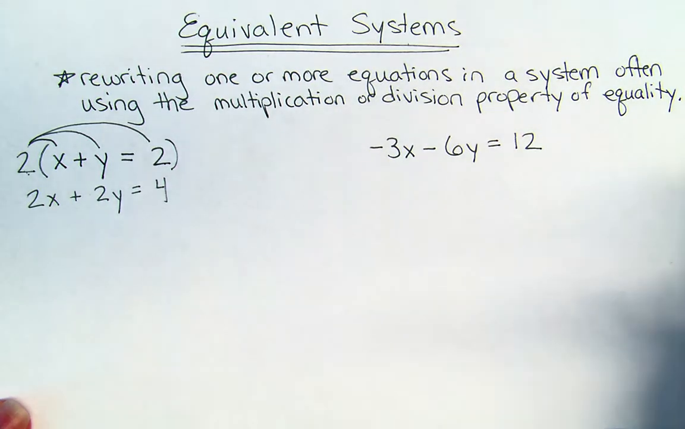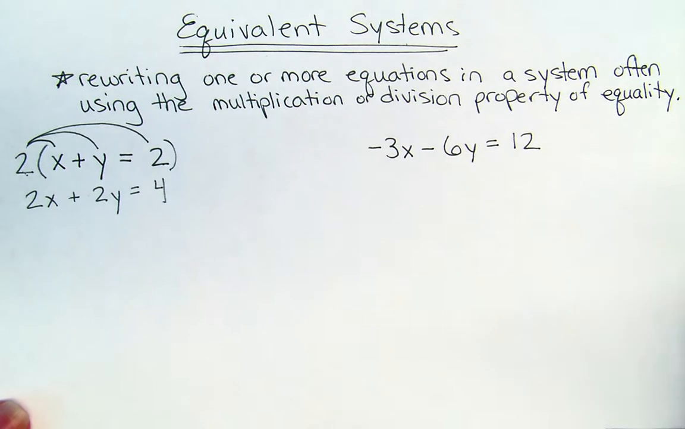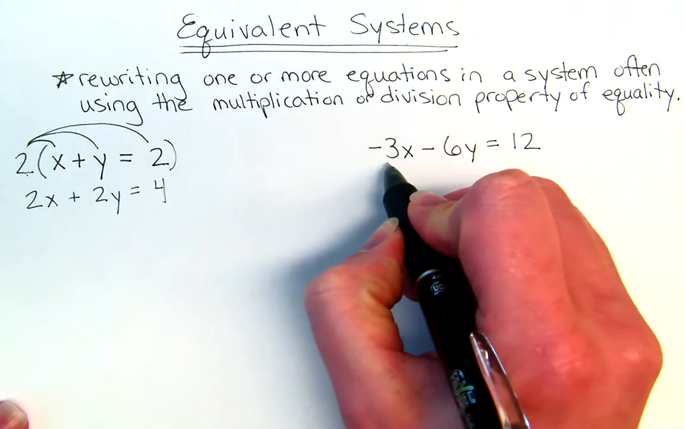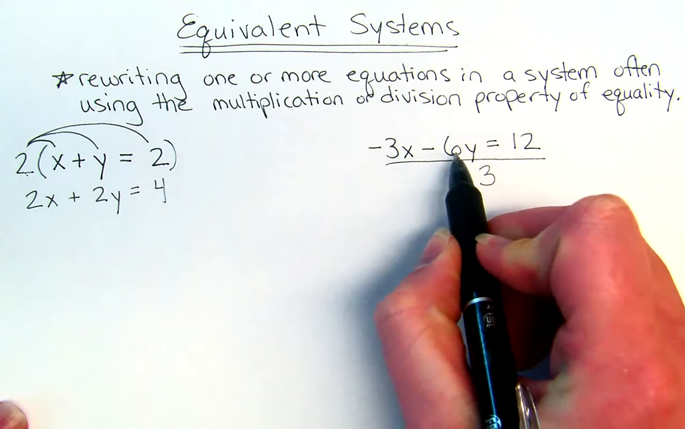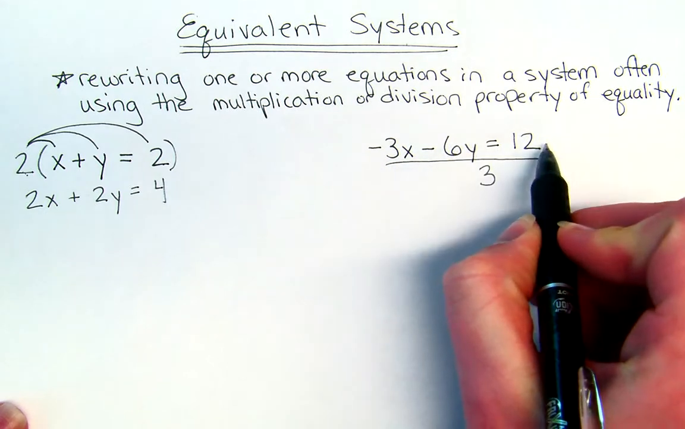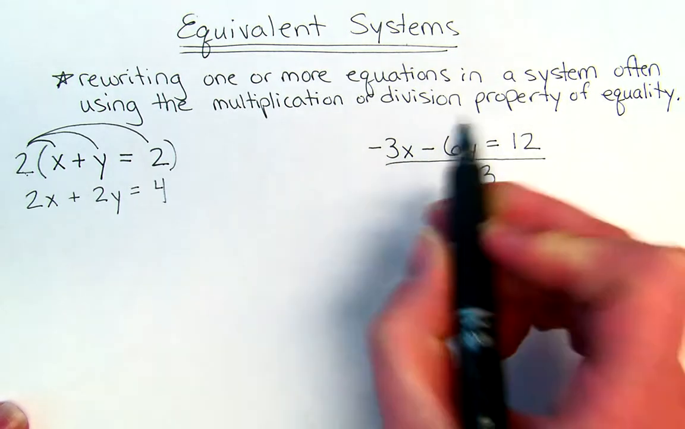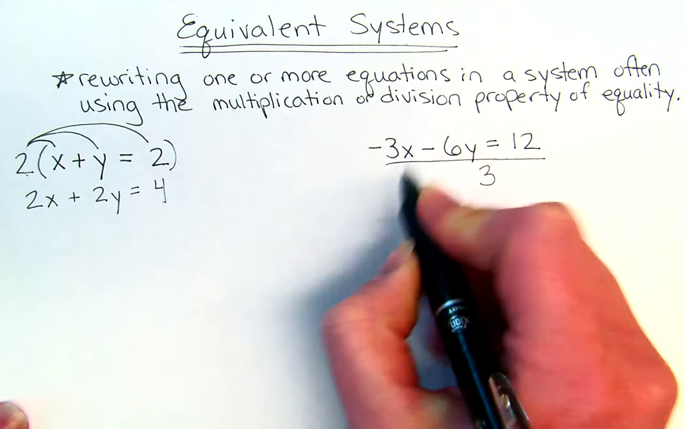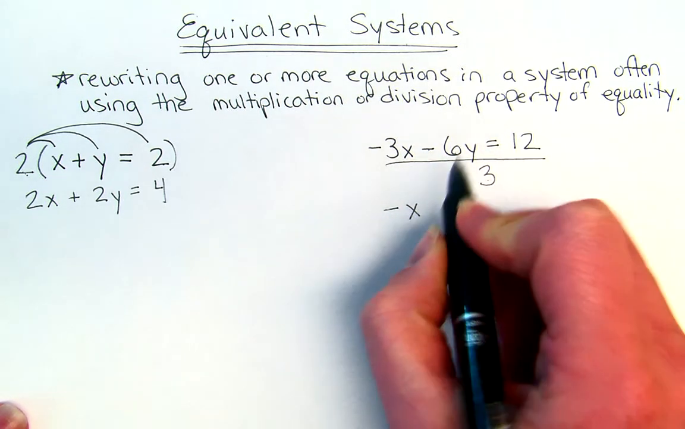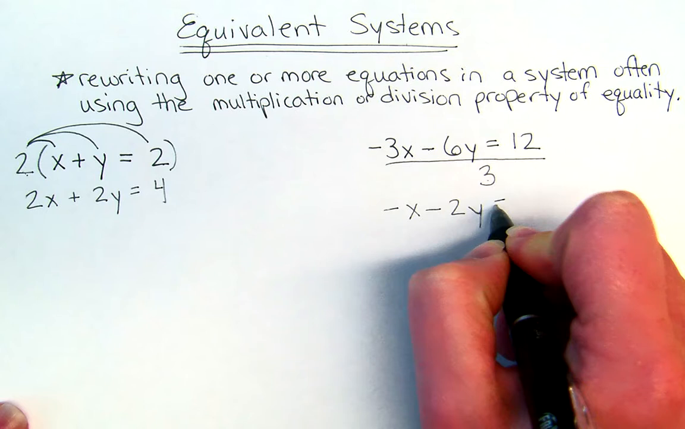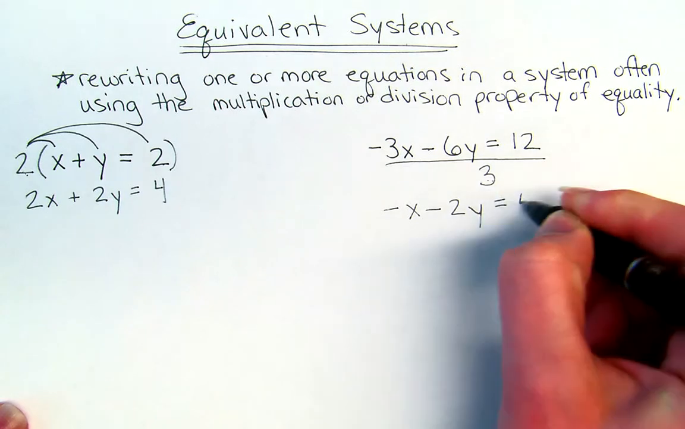In the example on the right, I'm actually going to divide by 3. Why? Just because I can, and I'm just trying to show you what division would look like here. So if I'm going to divide the entire equation by 3, each term on the left as well as the term on the right must be divided by 3. So negative 3x divided by 3 is negative x. Negative 6y divided by 3 is negative 2y. And then, of course, on the right side, 12 divided by 3 is 4.